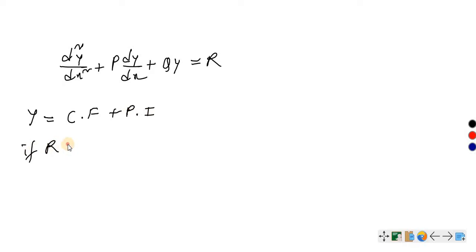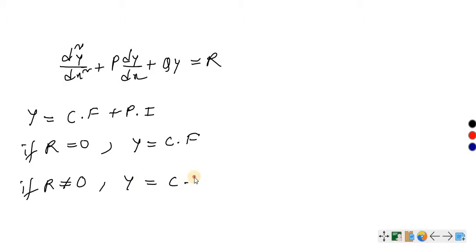If here r is equal to 0, where r is some function of x, it can be sin x, cos x, a polynomial, or anything, then we only need to find the complementary function as the solution of this differential equation. And if we have some non-zero value of r, then we will find the complementary function, and along with that we will find the particular integral, and the sum of the complementary function and the particular integral will give me the complete solution of this equation.